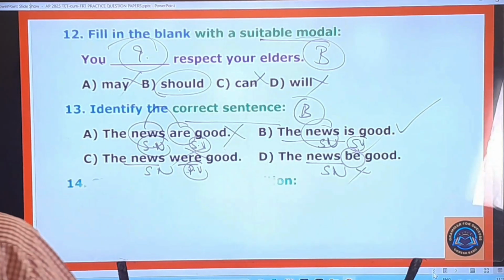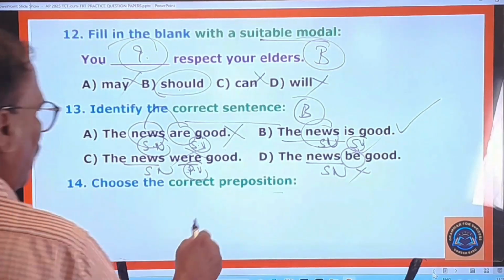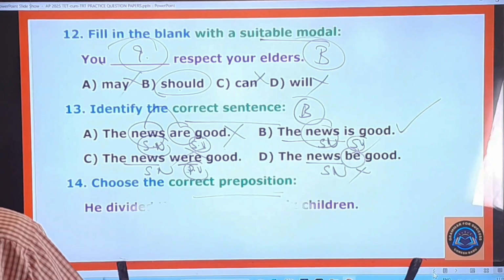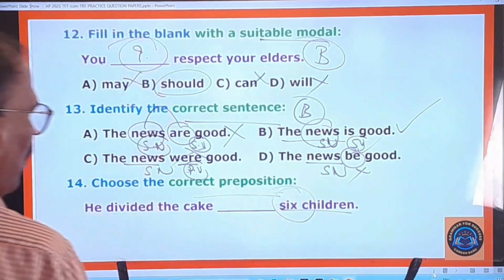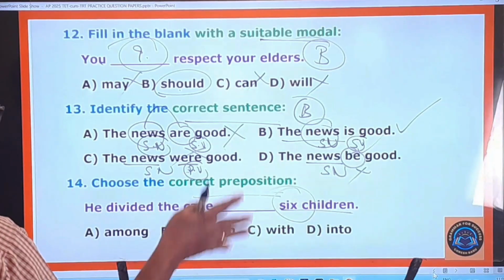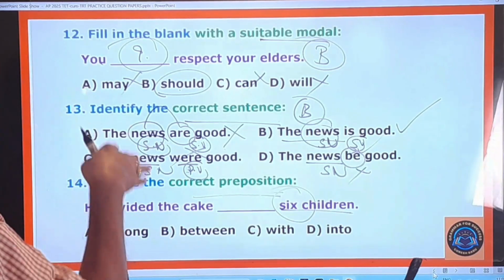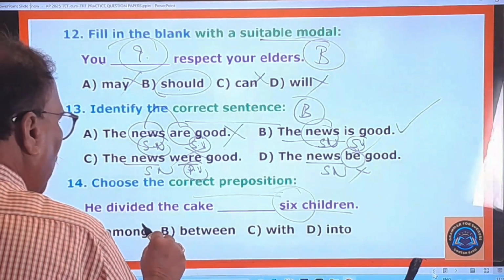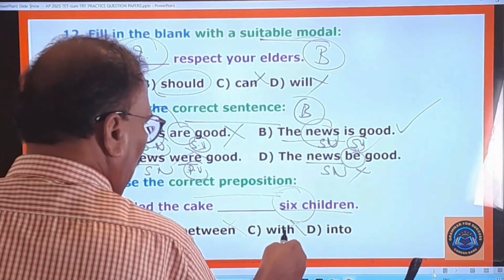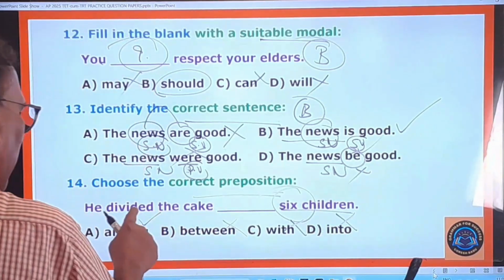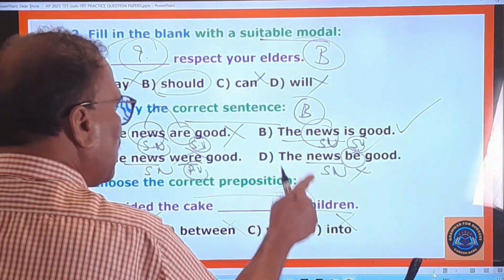And now you go to the next question. Choose the correct preposition. What is the question given here? He divided the cake, dash, 6 children. Okay, he divided. When division comes, you must use in the middle of. So among, the very first one, is the right one. And between, wrong, with, wrong, into, wrong. Here he divided the cake among 6 children.